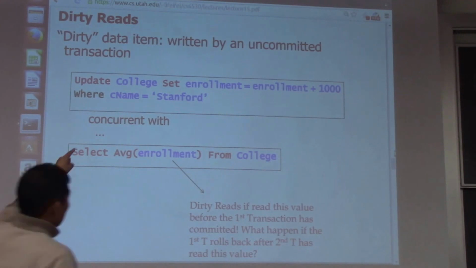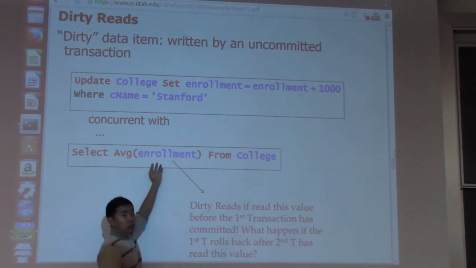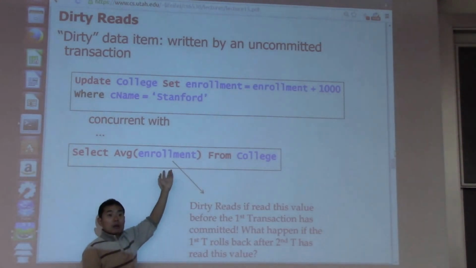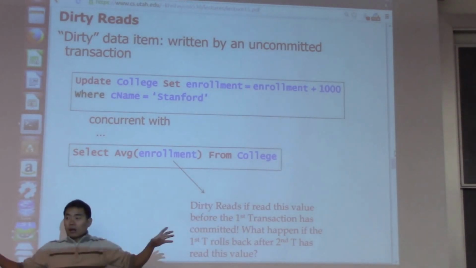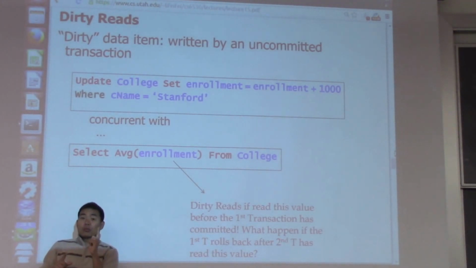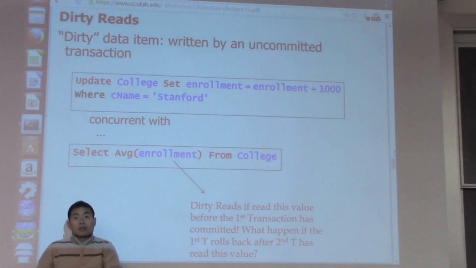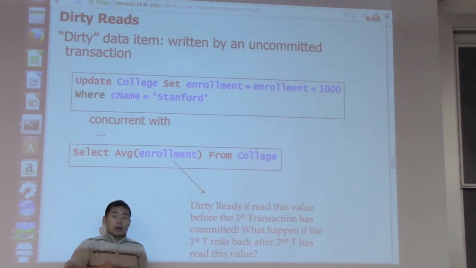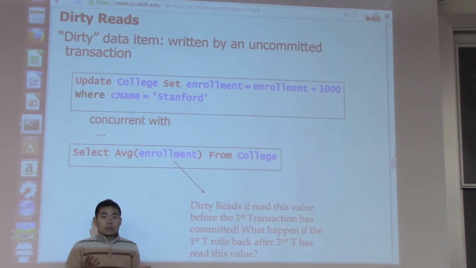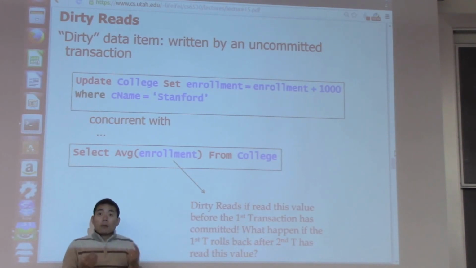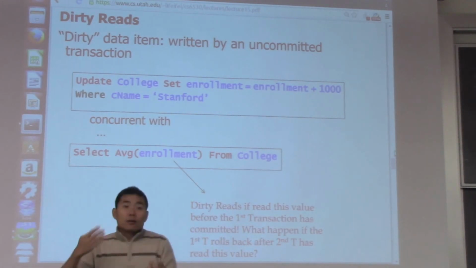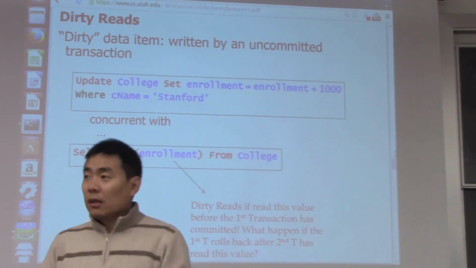If the first transaction chooses to abort, then the average value you have computed is no longer valid. Even if all the other enrollment values you have read from all the other colleges are valid, as long as this one value is invalid, the whole calculation is invalid. So the second transaction has to be forced to abort. The transaction doesn't want to abort, but it's forced to abort if the first one chooses to abort. On the other hand, if the first one chooses to commit, then the second one is okay.